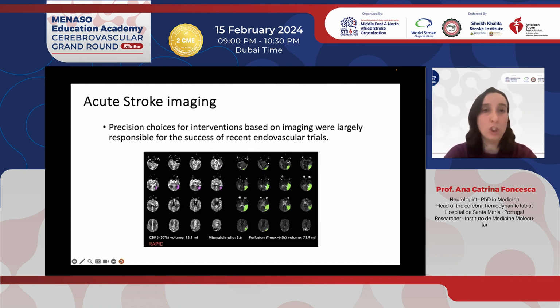And the precision choices for intervention based on imaging were largely responsible for the success of the recent endovascular trials. So it was the use of precision medicine by using individual characterization, for example, of the core, of the penumbra and mismatch of these patients that allowed us to expand the current windows to do reperfusion therapies. And it's a very good example of the current application of precision medicine in stroke.